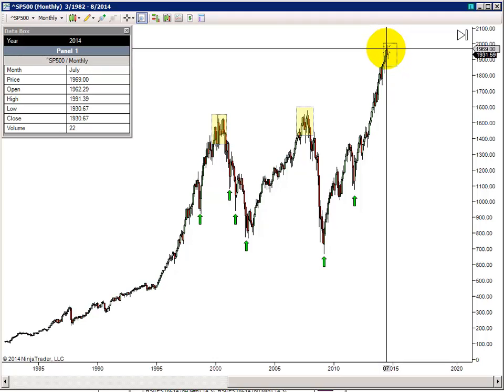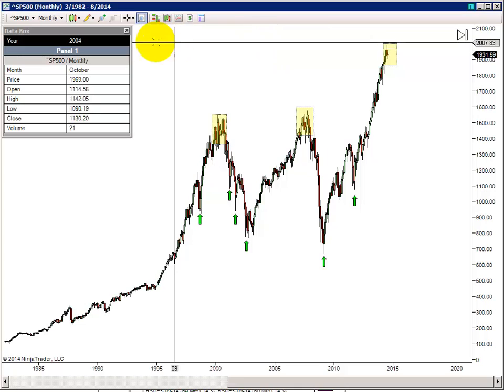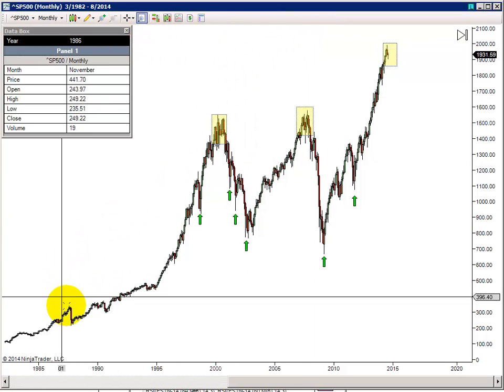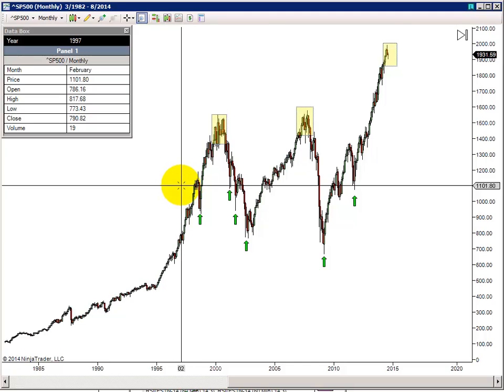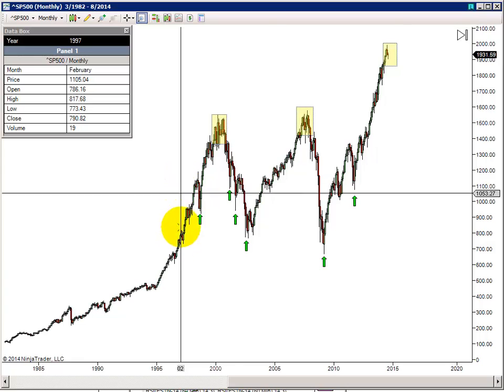So I'm looking at the factor of price and time, and looking at it multiple different ways. But what was really interesting was the 5-year cycle: the 95 to 2000, 2002 to 2007, and now 2009 to 2014.